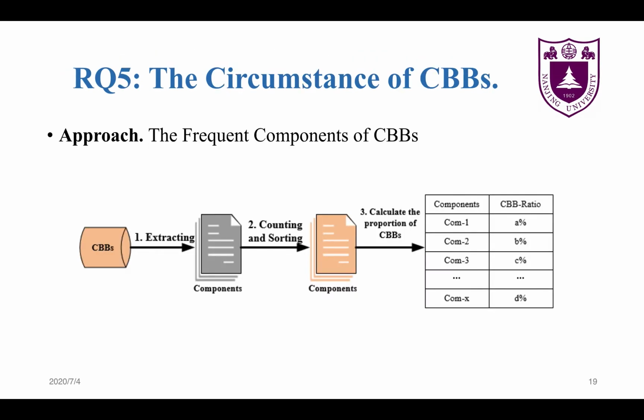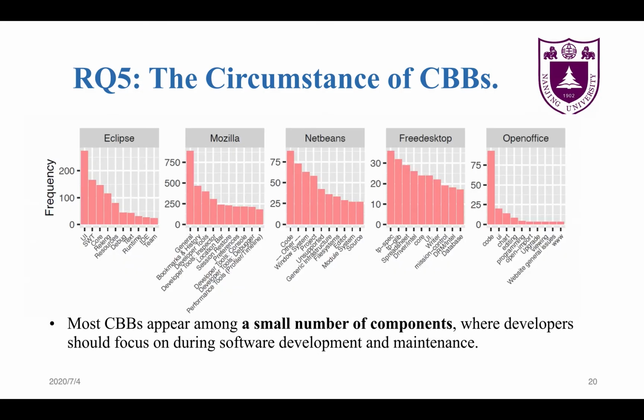This is the first part of our 5th RQ. We count the distribution of CBBs. Our specific process is shown in this figure, and I will not introduce it in detail here. This is the results of the first part of RQ5. We find that most of the CBBs appear among a small number of components where developers should focus on during software maintenance. The figure shows the top 10 components ranked based on the number of CBBs occurrences in each project.